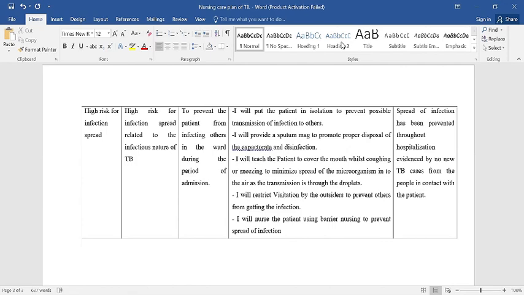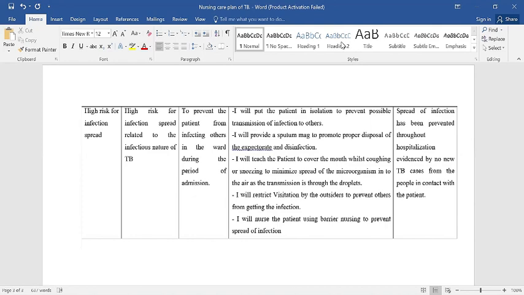And lastly, we look at the evaluation, which says spread of infection has been prevented throughout hospitalization, evidenced by no tuberculosis cases among the people in contact with the patient. So no one who was in contact with the patient during the hospitalization period has contracted the disease. So that is our evaluation. Those are the problems that we've managed to come up with.